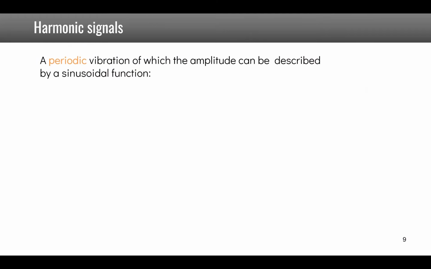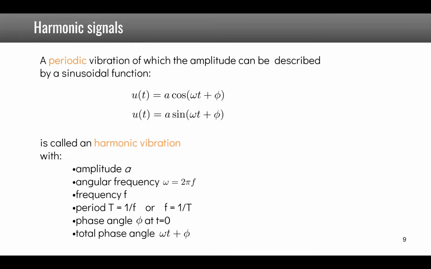Harmonic signals are periodic signals of which the amplitude can be described by a sinusoidal function or a cosinusoidal function of the form given here, where the amplitude is A. The angular frequency is omega, which is equal to 2 pi times the frequency, and omega is expressed in radians per second. The frequency f is expressed in hertz, and so the period is 1/f. The phase angle, phi, is the angle at t equal to 0. The total phase angle is omega t plus phi.